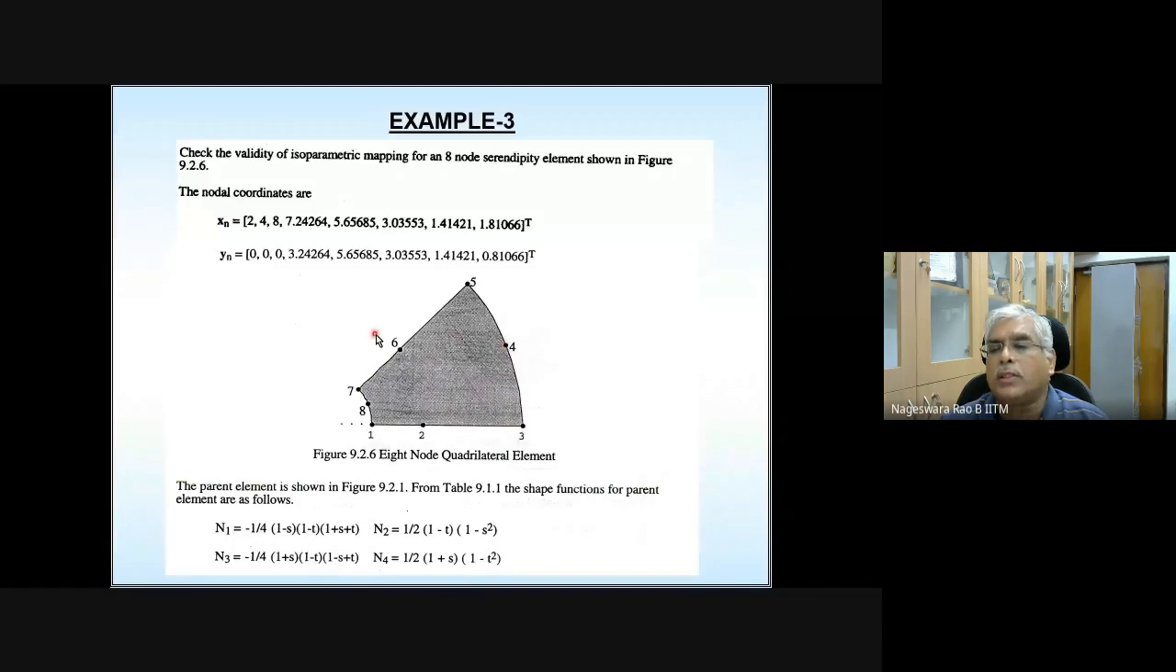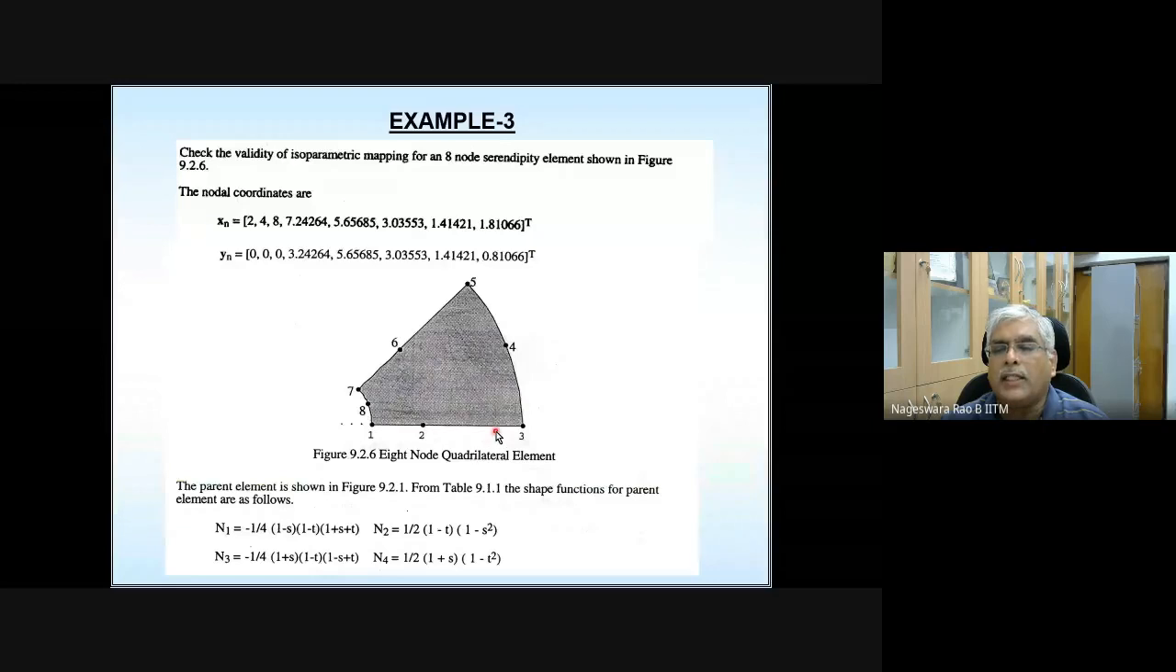Similarly, other nodes. And how much distance does it have to maintain? It depends on the length of this edge. So node 2 should be at least a quarter of the length of that particular edge from node 1 or node 3.